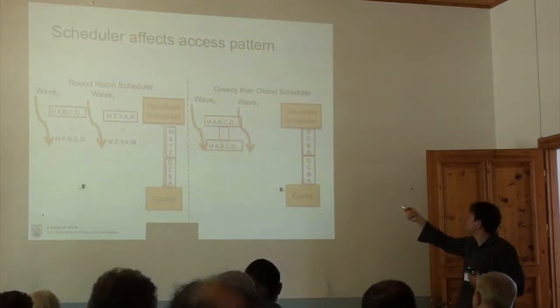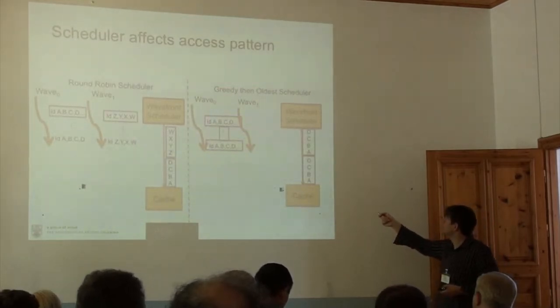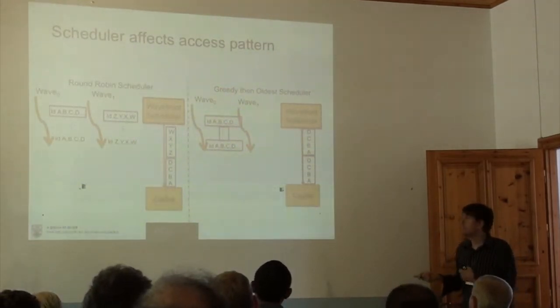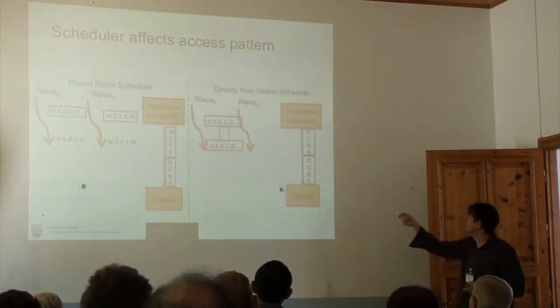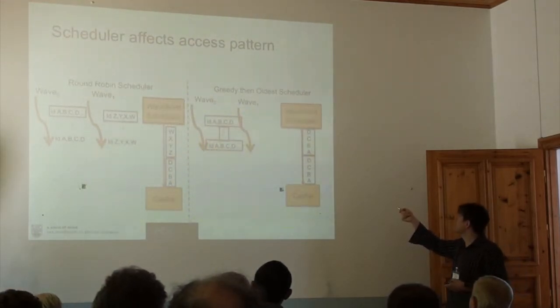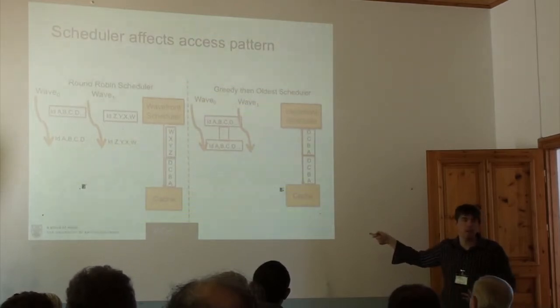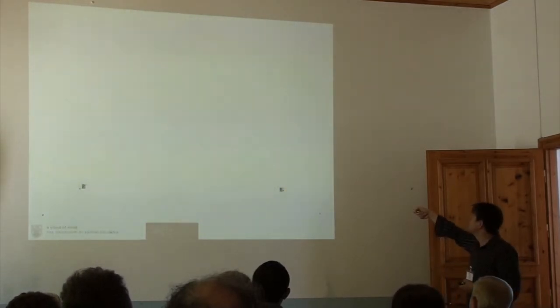A better approach is what's called greedy-then-oldest scheduling. Basically, you keep scheduling the same wavefront over and over until it can't make forward progress. So here is scheduling wavefront 0, access is A, B, C, D, schedule it again, access is A, B, C, D again, because it has this intra-wavefront locality. You have cache hits.